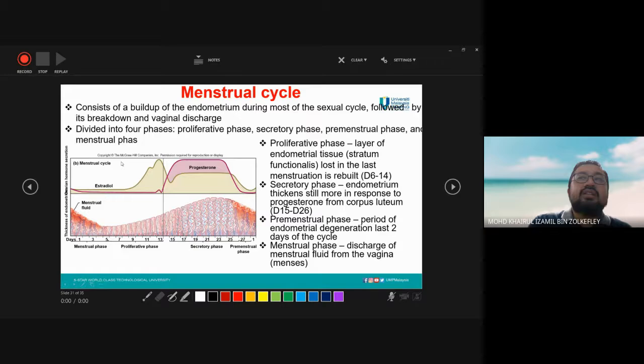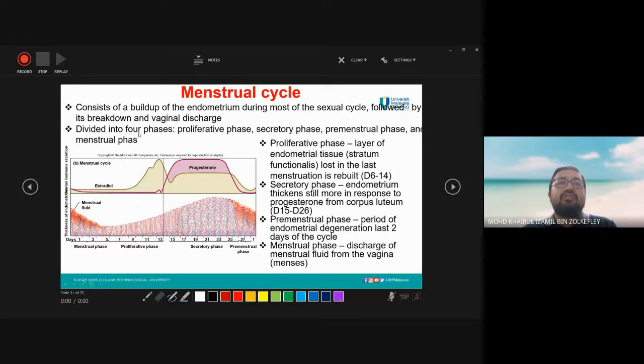Okay, so tadi kita tengok based on kepada ovulation ataupun kesuburan macam mana egg to release. Okay, yang ni kita tengok daripada perspektif penyediaan untuk menerima fertilization ataupun conception yang berlaku. Maknanya dia nak sediakan tempat untuk bayi lah kalau punya berlaku fertilization dekat uterus. Okay, so menstrual cycle ni adalah apa yang berlaku dekat dinding uterus. Okay, right. So consists of a build-up of the endometrium during the most of the sexual cycle, followed by its breakdown and the vaginal discharge.